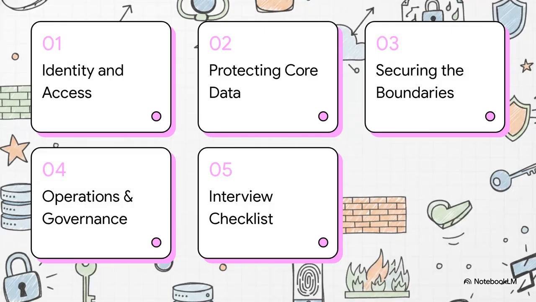To make this super practical, we're grouping these 12 practices into 4 main fortress layers: identity and access control, protecting core data, securing the boundaries, and operations and governance. And stick around, because we're capping it all off with an ultimate interview checklist.